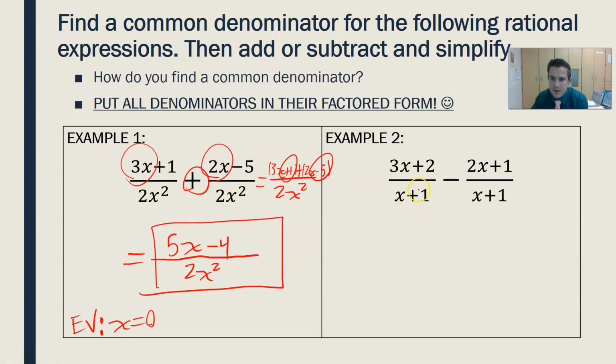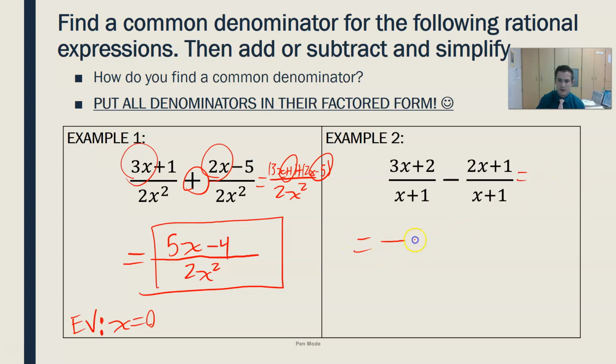I have in the bottom x plus 1 over here and x plus 1 over here. So notice, those are factors. I have x plus 1 as a factor and x plus 1 as a factor. Since they're both the same, that's a common denominator, so I'm set to go ahead and add these two, in this case subtract these two fractions together. I already have a common denominator, so I'm going to leave the bottom as is, which is x plus 1.